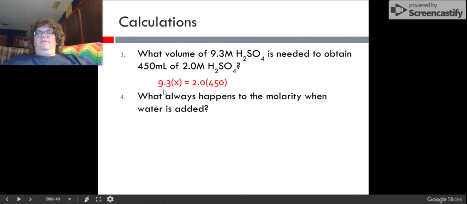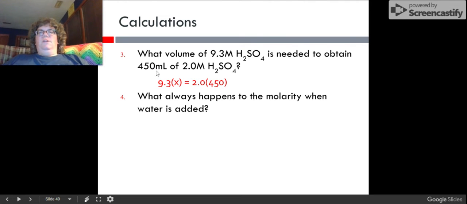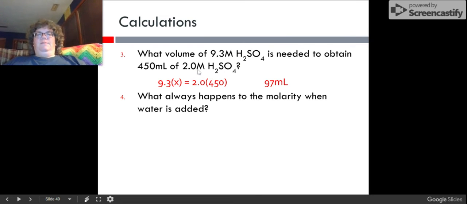So this time we have M1, my initial concentration, 9.3, times V1, which is X, that's my unknown, equals M2, my new concentration, 2.0, times 450, which is my new volume. That's what I'm trying to find. So when I work that through, I get 97 milliliters. So I need 97 milliliters of the concentrated stuff mixed with water to get this more dilute acid.